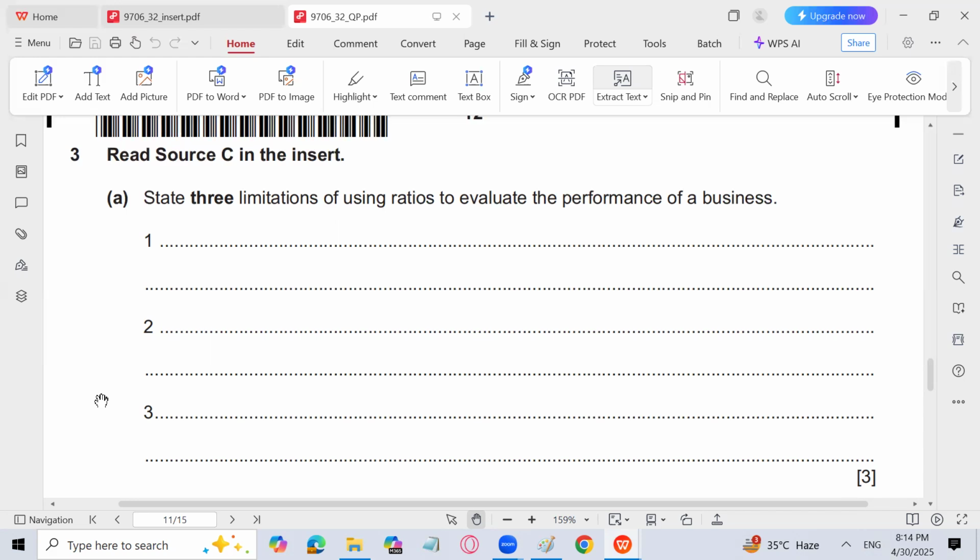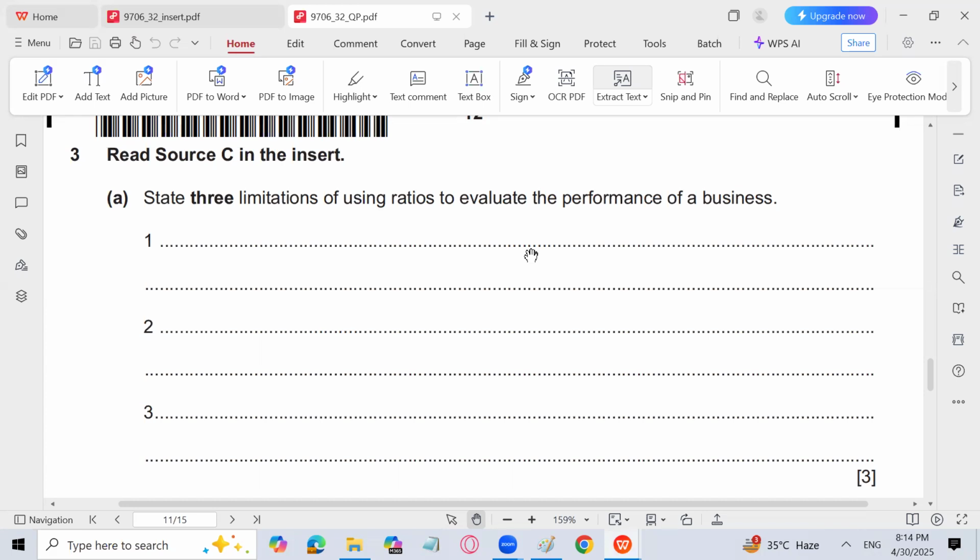sizes, if two businesses have different sizes, they cannot be compared. And the location also matters too much. So size and location matters a lot. Okay, so these are basically the limitations of ratio analysis, which I have given you.